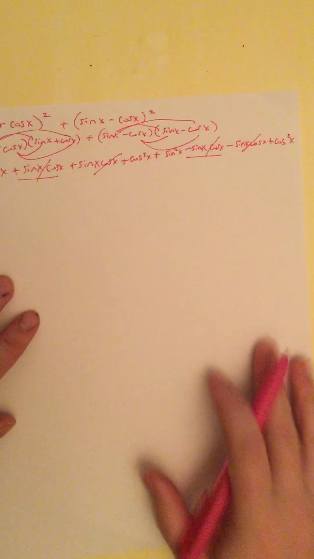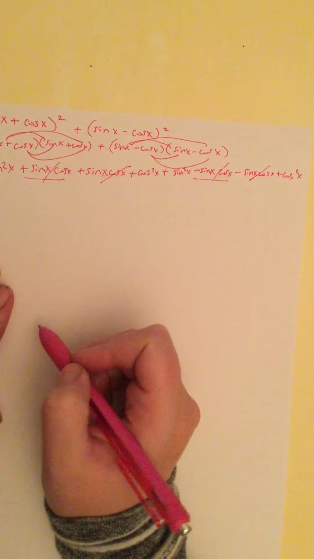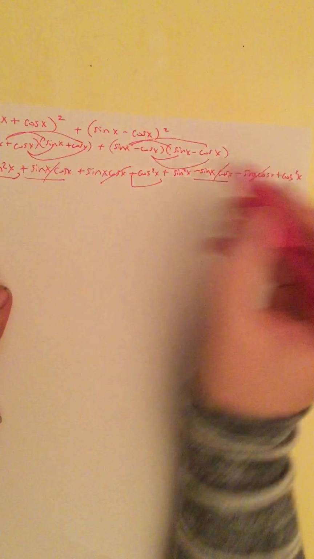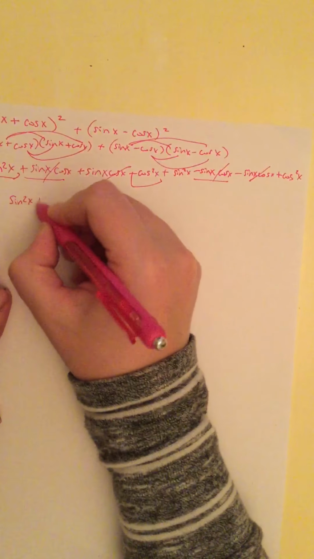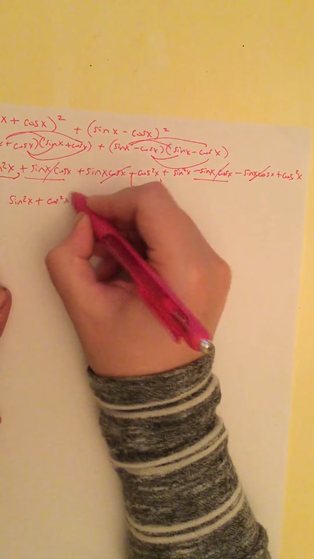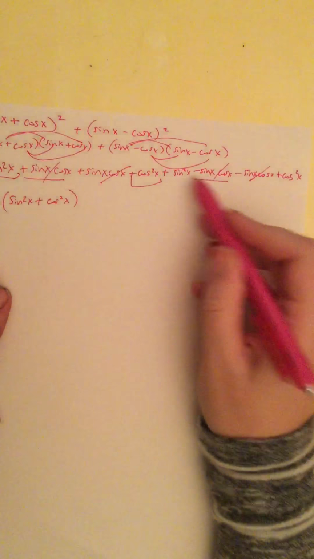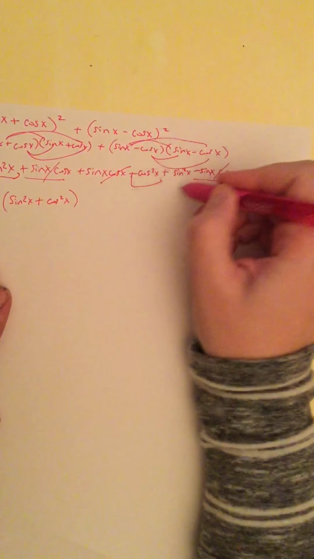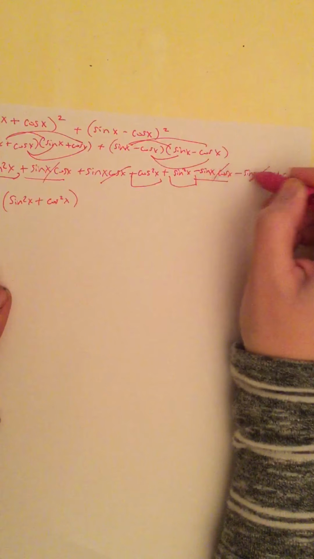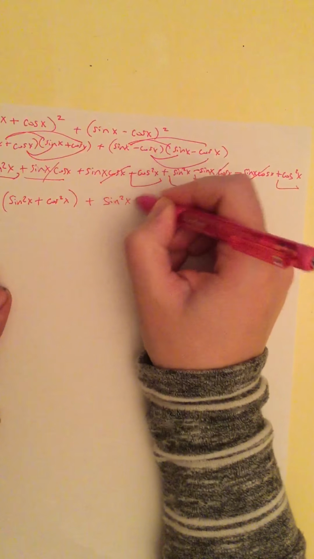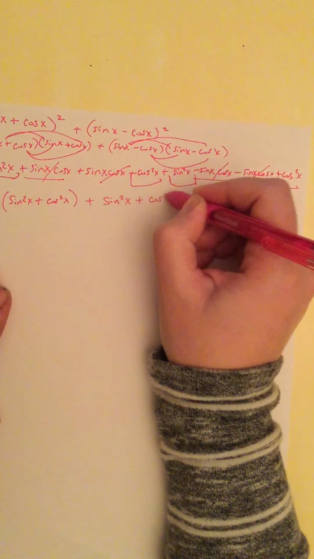So now I want you to look at what you're left over with. If you need to pause this, you can do it on your own, that's fine. But what I see I'm left with is sine squared x plus cosine squared x, and then I have another sine squared x plus cosine squared x. Now why did I put those in parentheses?